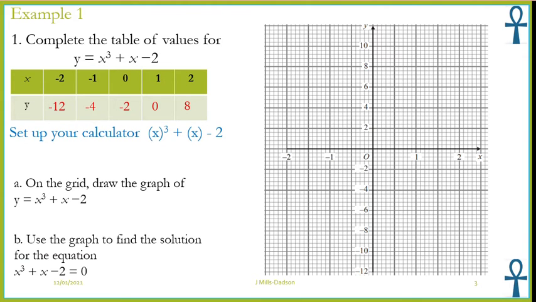Then from there you plot them as normal coordinates: (-2, -12), (-1, -4), and so on. Then you join with a smooth curve. That's our graph. Let's do some checkpoint to see if everything is right. The intercept is -2, right?